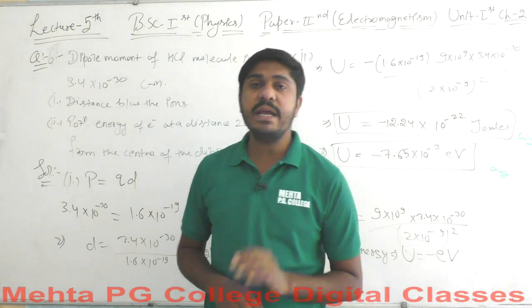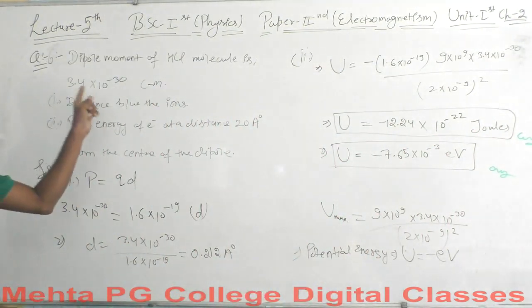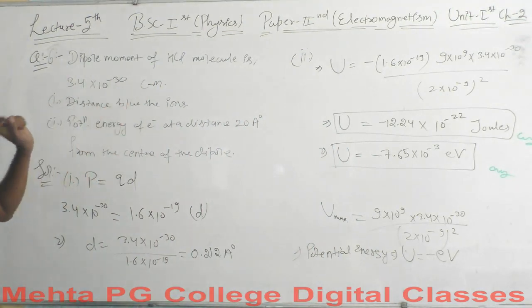Well, this is the example here. Let me give you a quick reason by now. The quick reason is saying the dipole moment has been given here. This is the dipole moment. The distance between the ion is subjected to calculate.